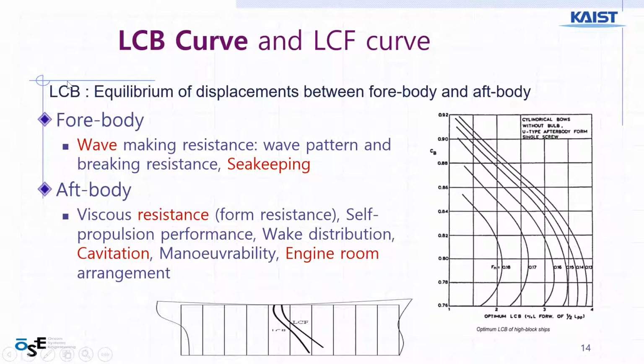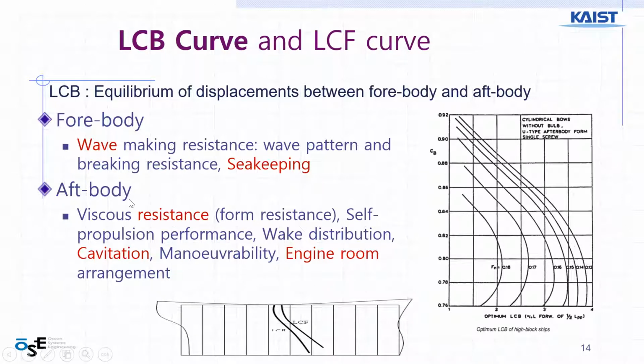So LCB, so center of buoyancy is the same as center of volume, but that volume is the submerged volume. Right? And the center of volume is a position in space. So there's an X, Y, Z position, right? X is the longitudinal dimension, Y is the breadthwise dimension, and Z is the vertical dimension. So X can be the same as LCB, longitudinal center of buoyancy, the X coordinate value of the CB. Right?